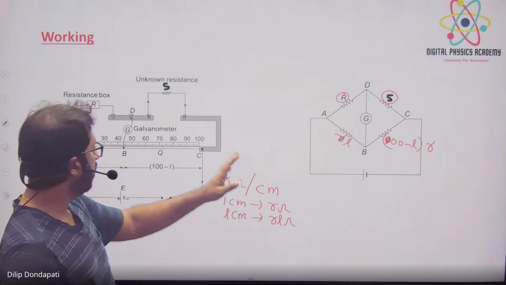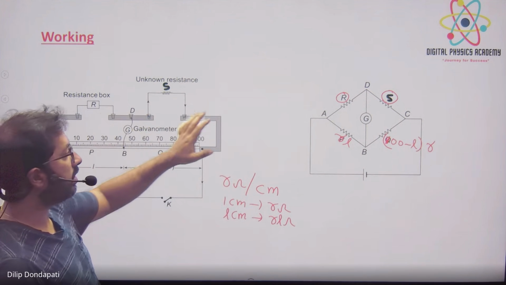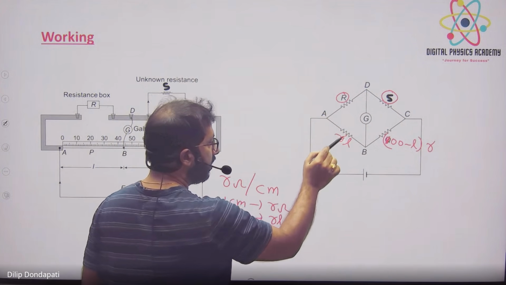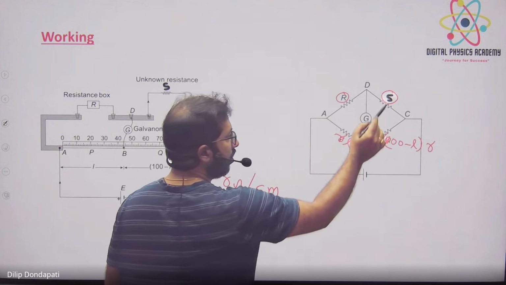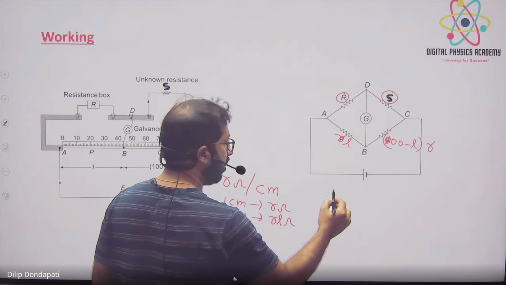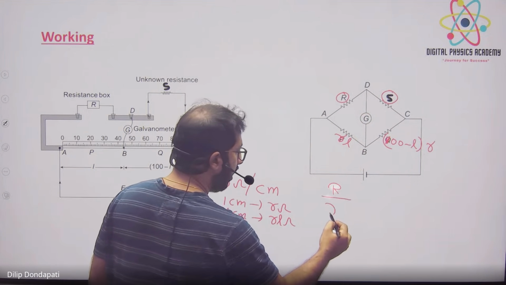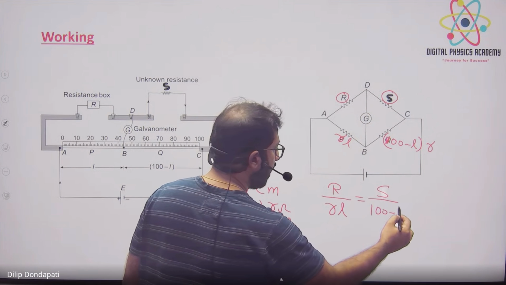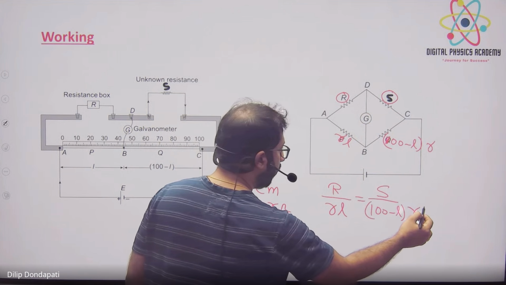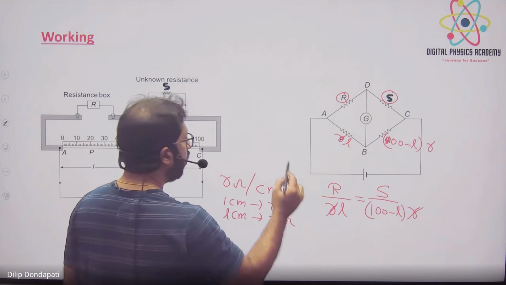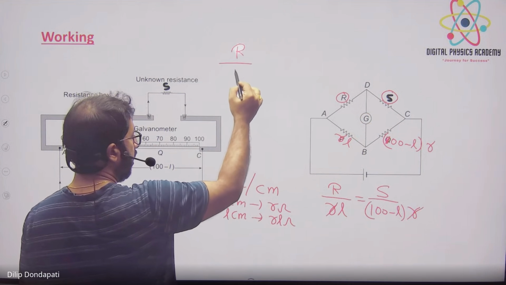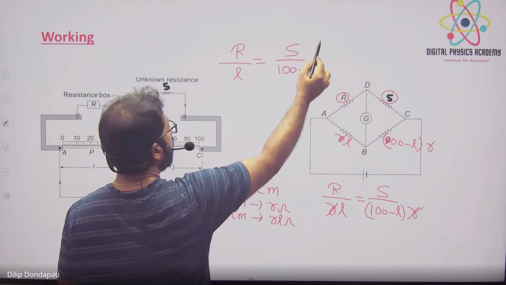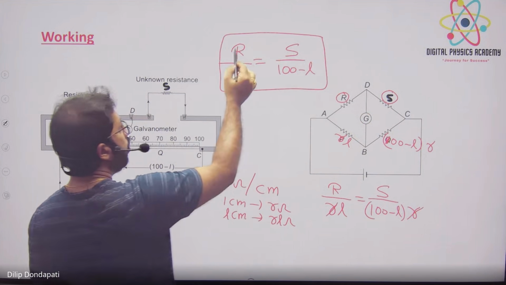Now, since no current is flowing through the galvanometer, this is a balanced Wheatstone bridge. In a balanced Wheatstone bridge I can write like this also: this by this is equal to this by this. Both are the same, right? This into this equals this into this, or this by this equals this by this. I am equating this one. R by R L is equal to S by 100 minus L times R. So R cancels. Therefore, the formula will be R by L is equal to S by 100 minus L.